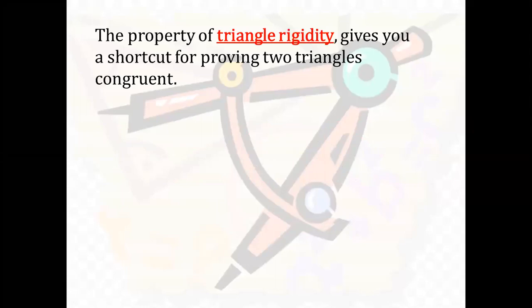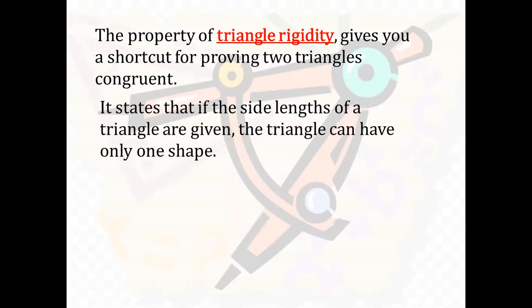Now the property of triangle rigidity gives you a shortcut for proving two triangles congruent. So in fact this rigidity, that is the triangle rigidity, is a shortcut for proving that two triangles are congruent. So let's see what that means.